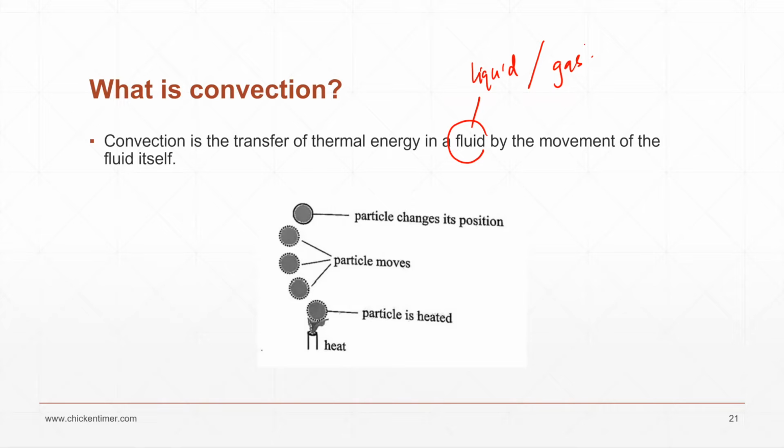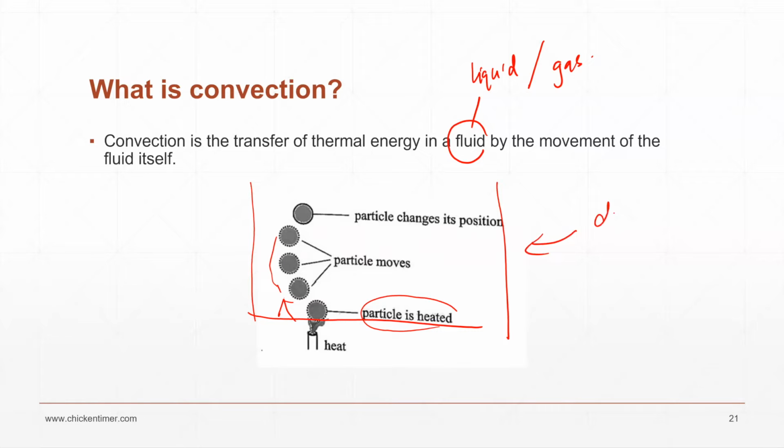So when you heat the fluid, okay, the particle that is nearest to the flame will get heated up. So the particle will then rise. It will move and change its position, and then it will eventually go up. Why it goes up is because of this thing called density.